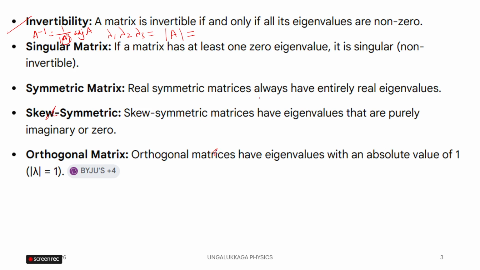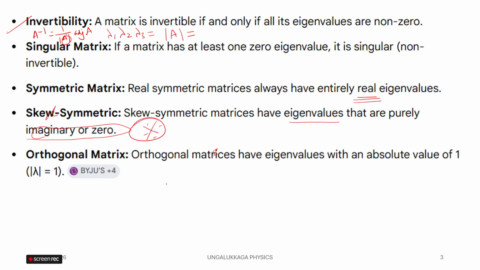Real symmetric matrices always have entirely real eigenvalues. Okay, so we will be having only real eigenvalues in the case of symmetric matrices. Skew symmetric matrices have eigenvalues that are purely imaginary or 0. So this is most important, keep this in mind.